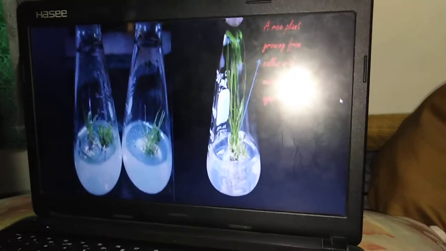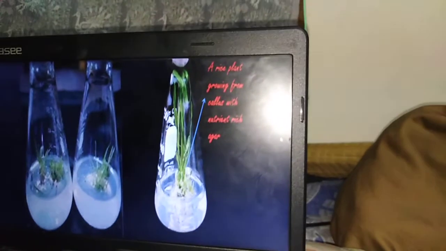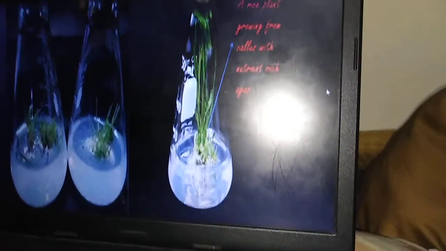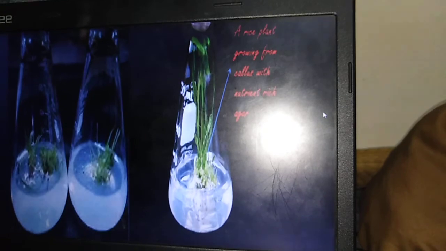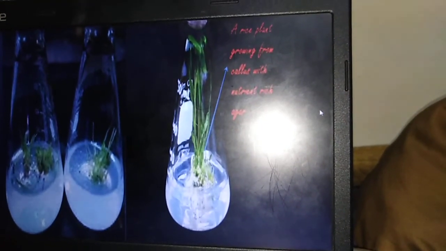Here you can see another photograph. This photograph shows rice plant material. From the rice crop the callus culture has been developed, and this photograph I am showing here as an example. Thank you.